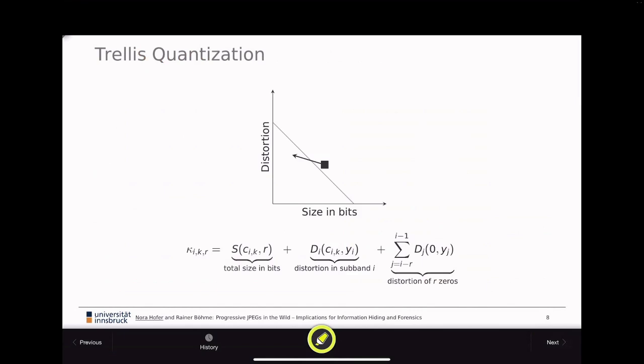So assume this size distortion space. Trellis tries to move each block in the image towards the left on the size axis while staying as low as possible on the distortion axis, I'm sorry. And it does this by optimizing this cost function that we can see here. The first thing in this equation accounts for the total size in bits that are needed to encode a coefficient. So we will start with the size right now.